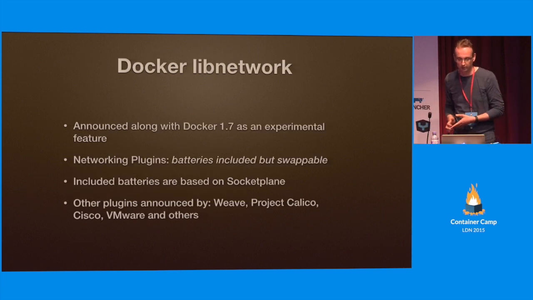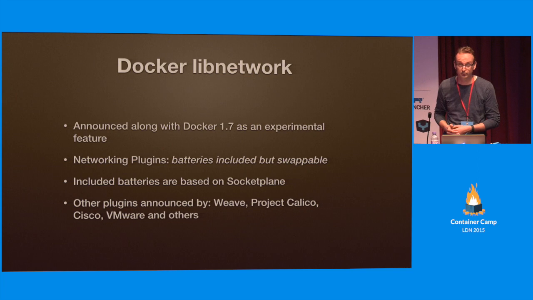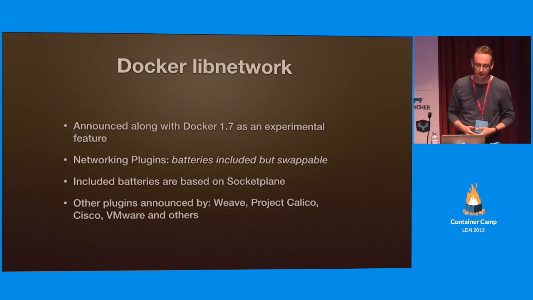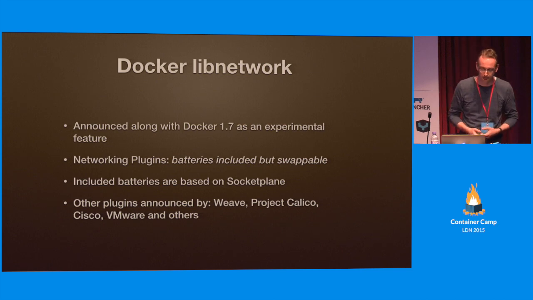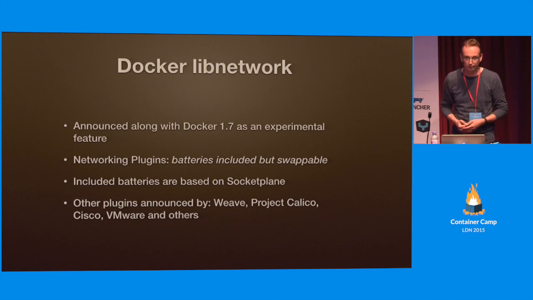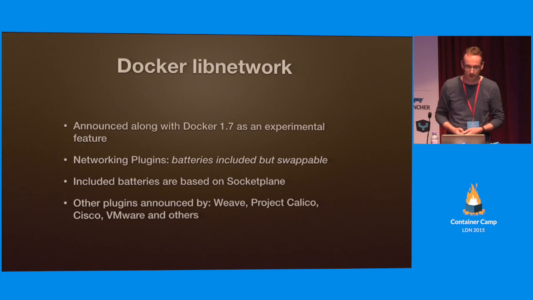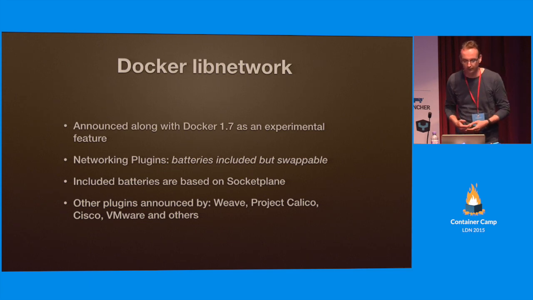If we look at the future, with the announcement of Docker 1.7, they also announced an experimental channel where you can try out new features that didn't make the public release yet. And the first feature they announced was libnetwork. And libnetwork provides a way to hook network plugins into your Docker daemon. And they provide an included battery.